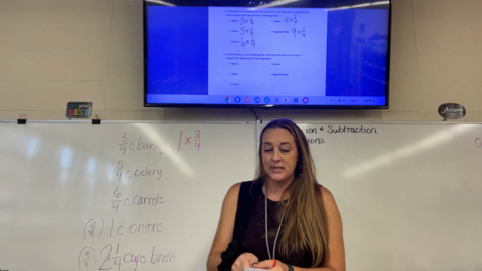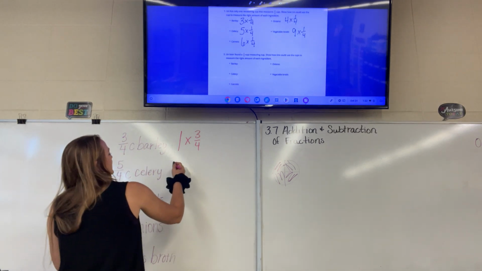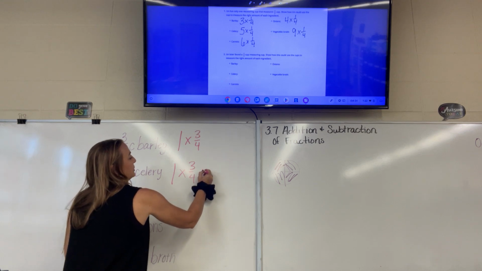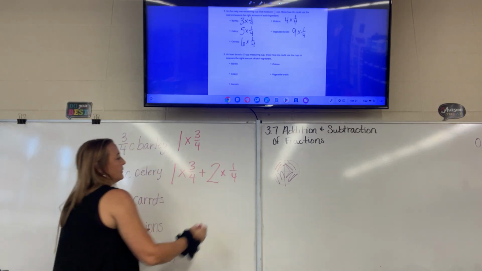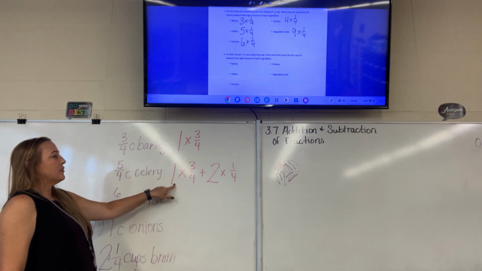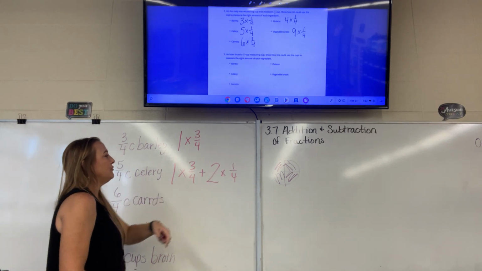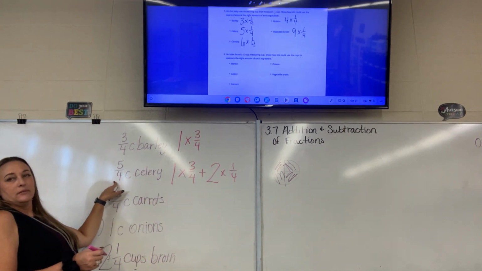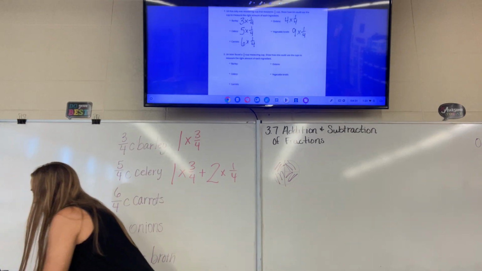Does that make sense? Okay, so on this one, we did 1 scoop of the 3/4 plus 2 scoops of the 1/4. And if we multiply those together, 1 times 3 is 3/4, 2 times 1 is 2/4, 3/4 plus 2/4 equals 5/4. Okay? All right. Very good.